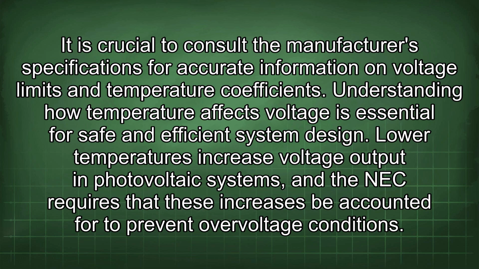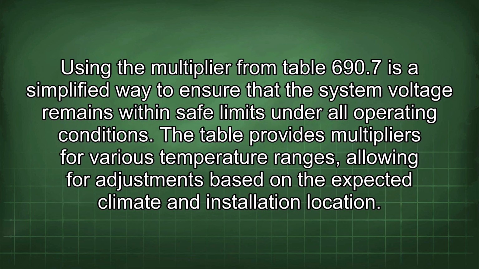Lower temperatures increase voltage output in photovoltaic systems, and the NEC requires that these increases be accounted for to prevent overvoltage conditions. Using the multiplier from Table 690.7 is a simplified way to ensure that the system voltage remains within safe limits under all operating conditions.